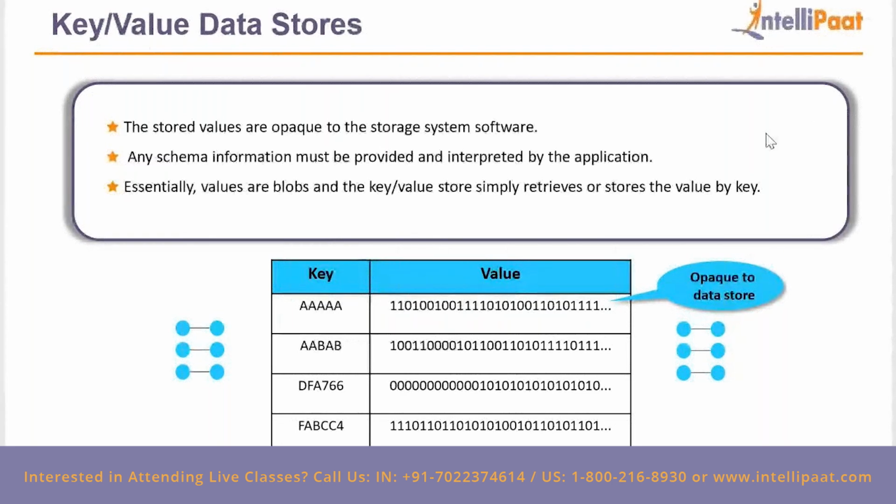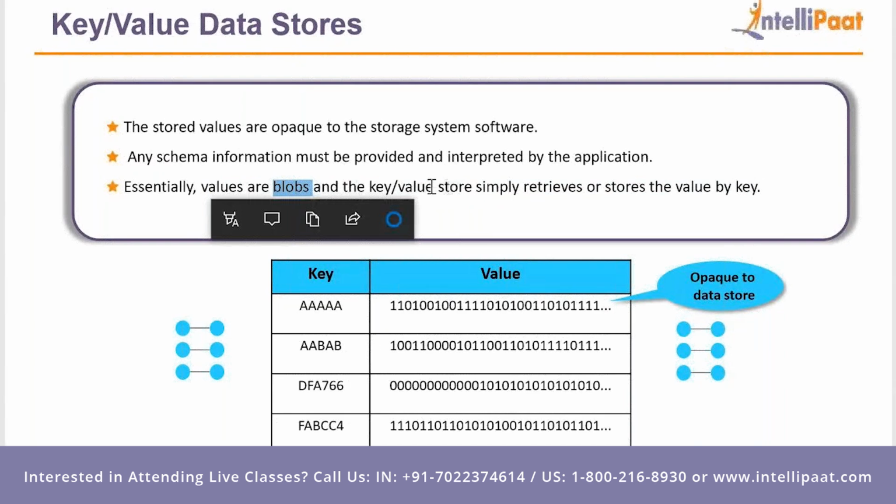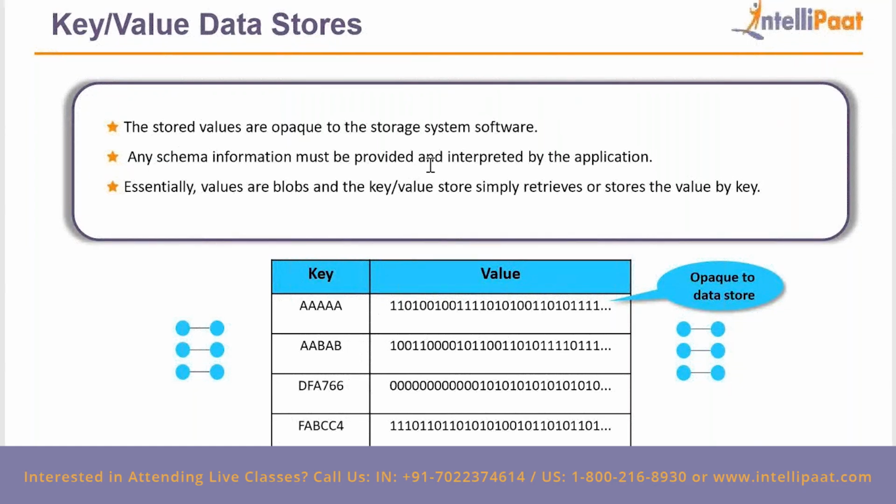Any schema information must be provided and interpreted by the application. So when you go with those details, it will fetch the data and display it. Essentially, values are blobs and the key value store simply retrieves or stores a value by key. Blobs are something this type of storage is used for extensively in Azure. There is something called ADLS2, that is Azure Data Lake Storage 2, the new version. Initially there was Azure Data Lake Storage 1 and then we had blob. Blob is binary, the data is stored in that format.